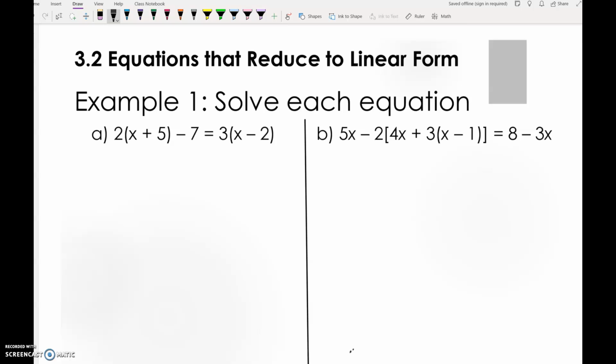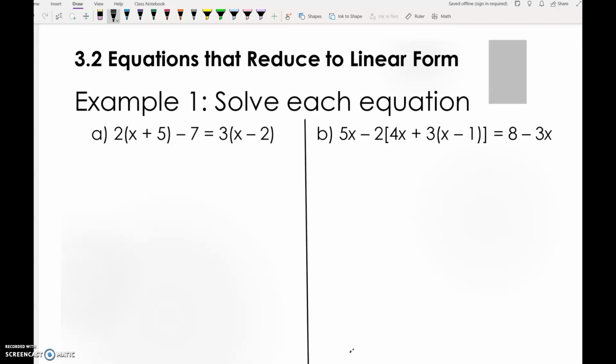This section is called equations that reduce to linear form. Basically, they are just going to put a bunch of junk into the equation and we have to figure out how to get rid of all that junk and get it down to something that looks like what we can solve. So in example A and B, do you want to do A or B? I think B looks more difficult, doesn't it? Let's do B.